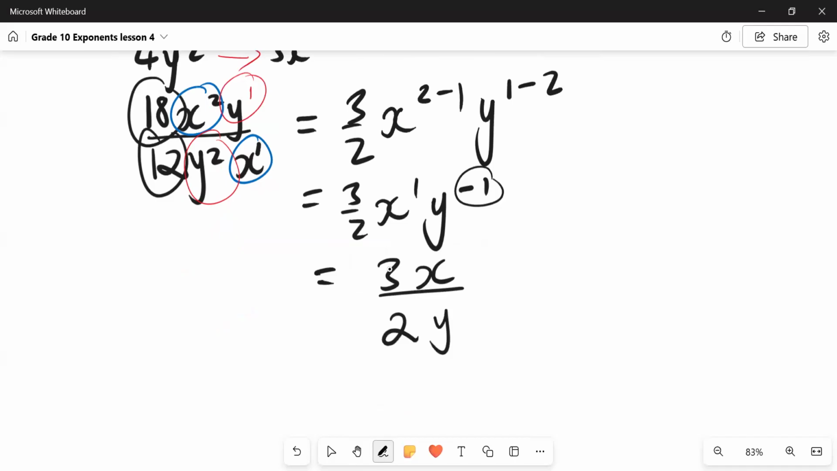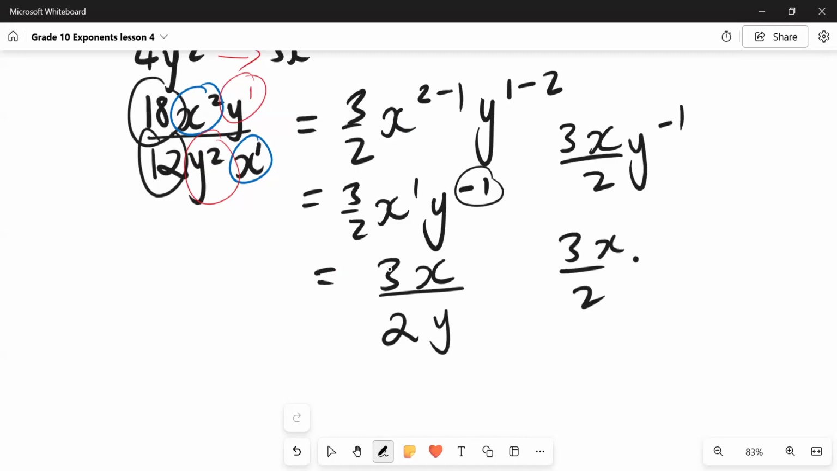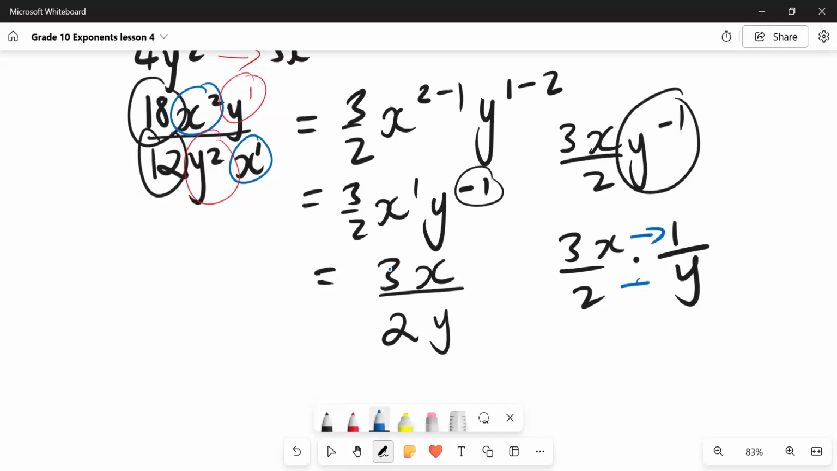But one would say, I'm confused, how did you get to this step? Let me explain it step by step. So remember, now you have 3x there over 2, and then there's y to the power minus 1. That is 3x over 2 times 1 over y, right? And then from here, you multiply just like that. So you'll get 3x over 2y. That's the answer there, which is the final answer.